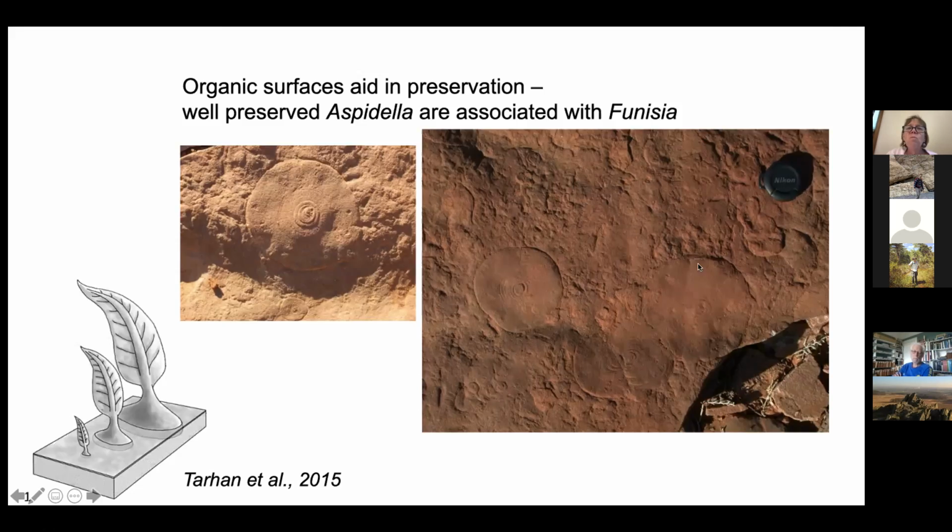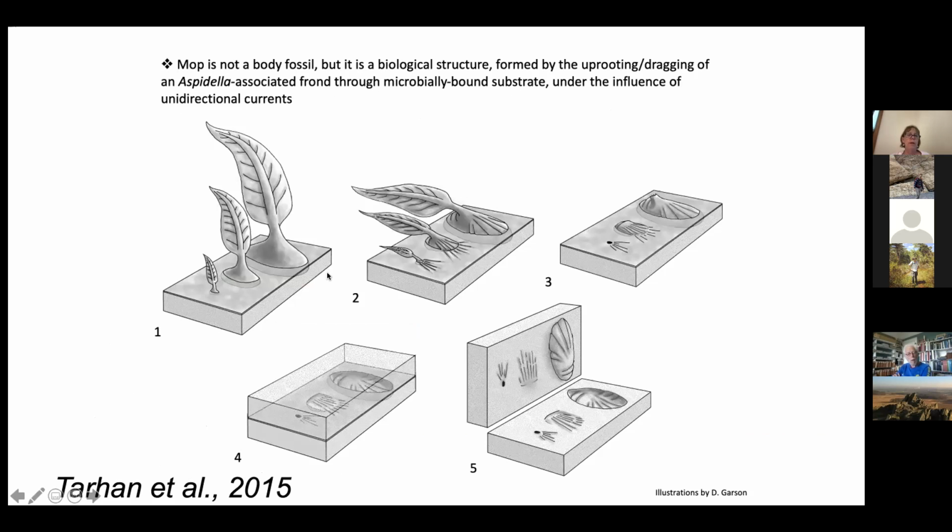When we do not have Phoenicia, when you have fronds just associated with the seafloor and a storm comes through, and this is part of Lydia's master's work a number of years ago, what happens is the fronds are pulled out and you're left with these structures, which we call MOP, which are literally the pullout of these fronds. So in this case, the Phoenicia is sort of critical to the preservation of really good Aspidella. And when there's only a really thin mat, then these particular fossils are uprooted when a storm comes through.